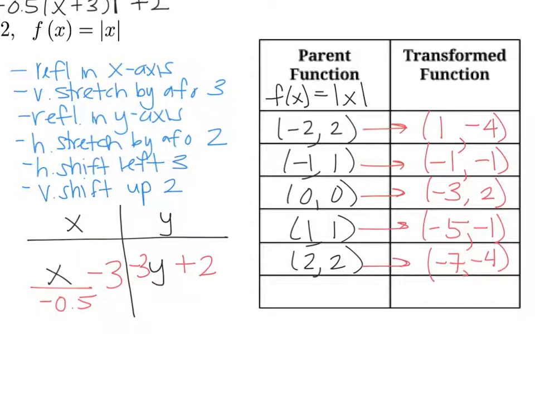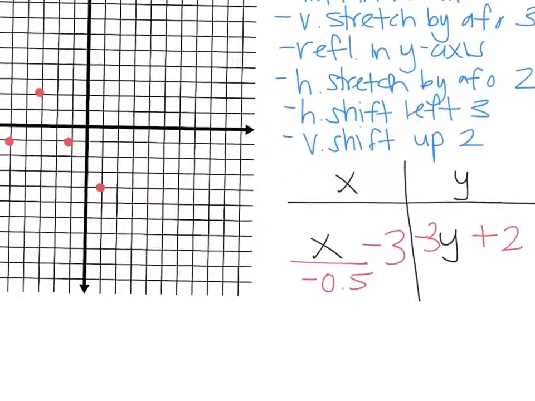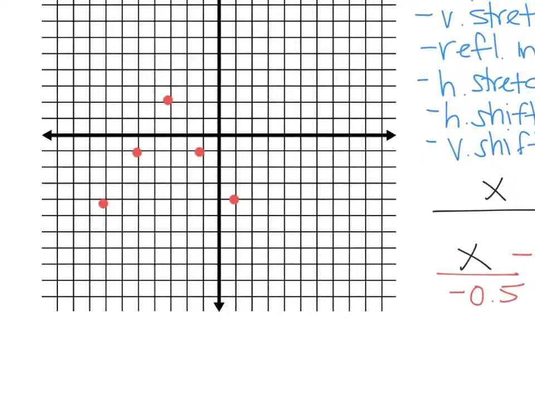So here are our transformed points, and now we're just left to graph them. So here are our graphed points. Let's zoom in a bit, and we're going to connect them really quickly.